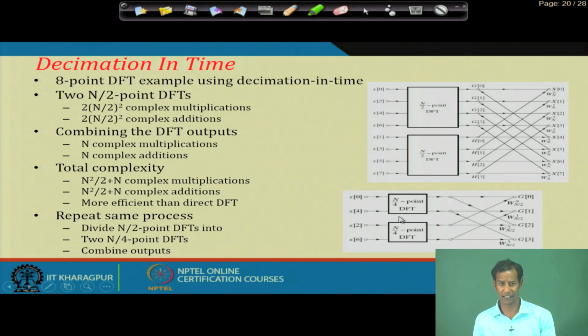If we increase the radix, that means if we consider 4 parallel DFTs running at n by 4 point DFT, then the computation time will be much faster. We will see how the computation time becomes lower whenever we consider more of the radix, and what else happens if we consider more of the radix, that we will also see.